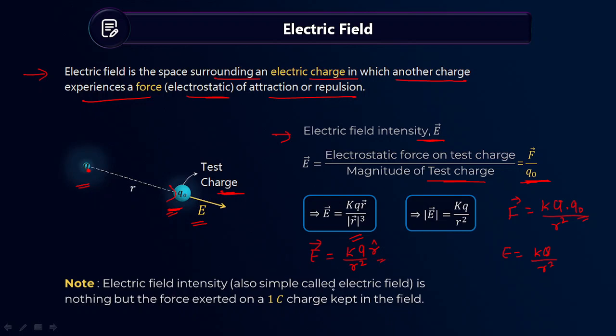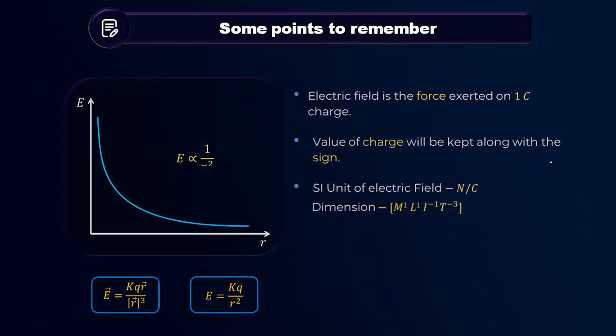So electric field intensity, also simply called electric field, is nothing but the force experienced by 1 coulomb charge kept in the field. So if I consider this Q naught as 1 coulomb, then force and field, their magnitude will be how much? Same only, right? Easy, simple.